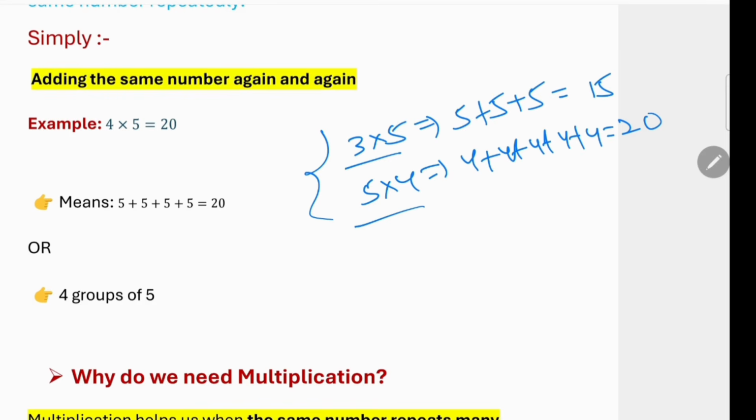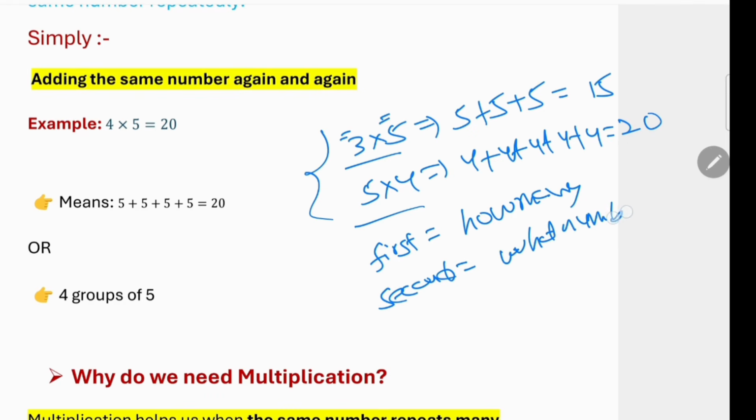In the above underlined expansion, the first number indicates how many times that number is repeated. And the second number indicates what number to add.